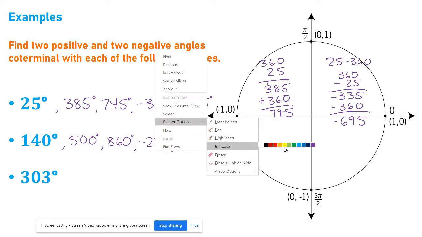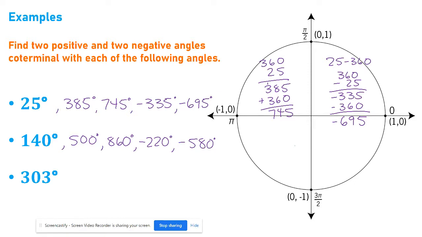So one thing I do want you to notice about positive and negative coterminal angles: if you have a positive angle and you take the first negative coterminal angle, so here for 25, that would be the negative 335. If you add the absolute values of those angles together, you should always get 360. Because when you put them together, they should make one full rotation around the circle.